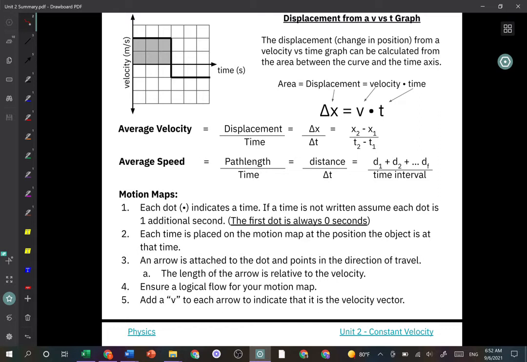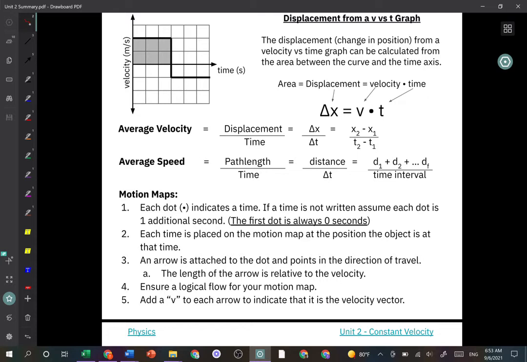So the first one, each dot indicates a time. If a time is not written, assume each dot is 1 additional second. And the first dot, no matter what your time intervals are, will always be 0 seconds. Each time is going to be placed on the motion map at a position the object is at that time.